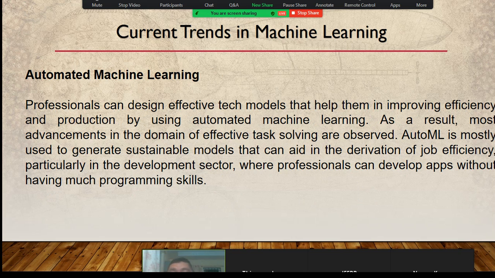Next, number 2, automated machine learning. Professionals can design effective tech models that help them improve efficiency in production by using automated machine learning. As a result, most advancements in the domain of effective task solving are observed. AutoML, or automated machine learning, is mostly used to generate sustainable models that aid in the derivation of job efficiency, particularly in the development sector, where professionals can develop apps without having much programming skill.